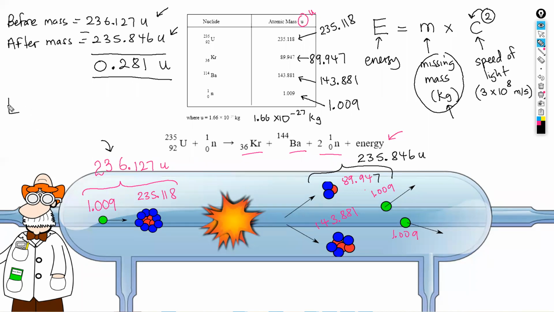To calculate the amount of energy created, we take the missing mass, but we have to make sure to convert it to kilograms. So here's what you have to take: the 0.281, but we have to convert it to kilograms, which means we have to multiply it by 1.66 multiplied by 10 to the power minus 27. This is how you convert U's to kilograms. And we have to multiply it now by the speed of light squared.